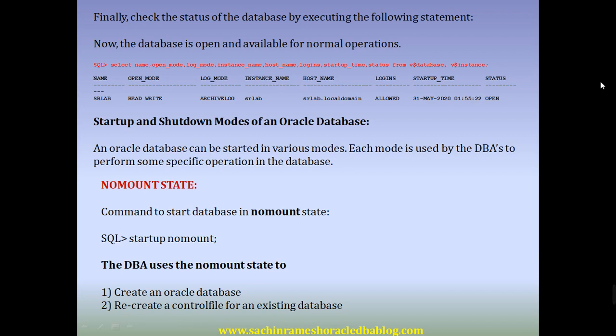Finally, check the state of the database. We execute the following statement. Now the database is open and available for normal operations. You can do that with alter database open, and it will go to open mode. So you can see here, I did alter database open. Here it shows the database name, read write mode, archive log mode, instance name, host name, logins allowed, startup time, and status open.